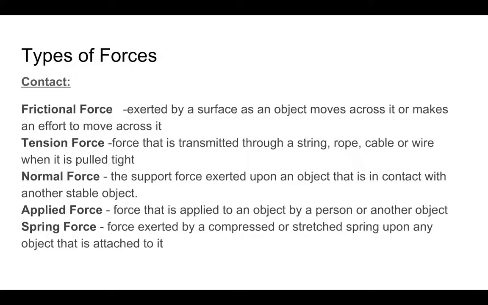So frictional forces happen when two objects are kind of sliding over each other, right? When one object moves over another, friction fights against that motion. It's a force in the opposite direction of motion. Tension forces are transmitted through ropes or cables. They're pretty straightforward, right? Anything that sort of can hold what you would think of as tension probably is exerting a tension force. Normal force is an odd name for something that happens every day.